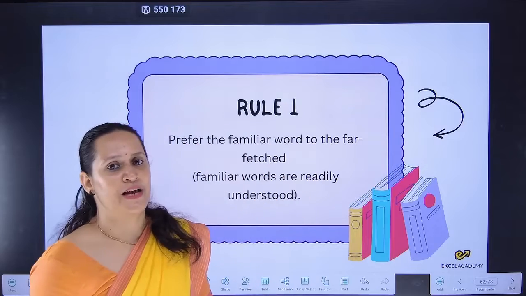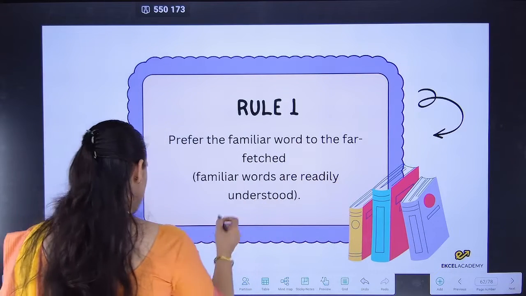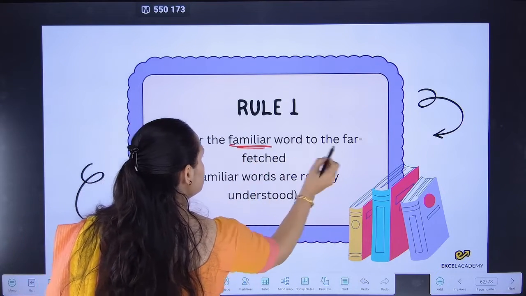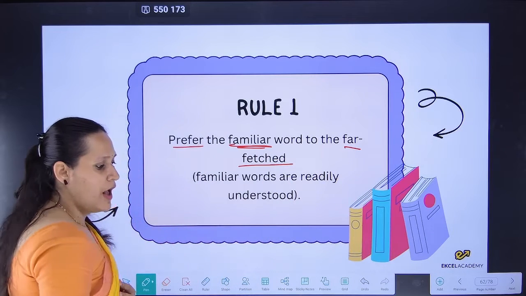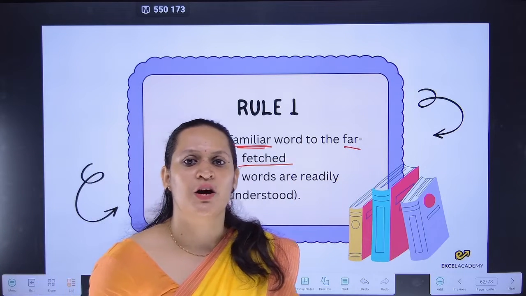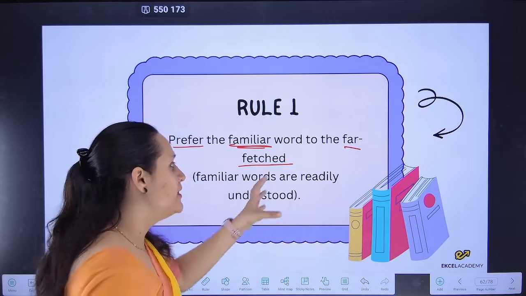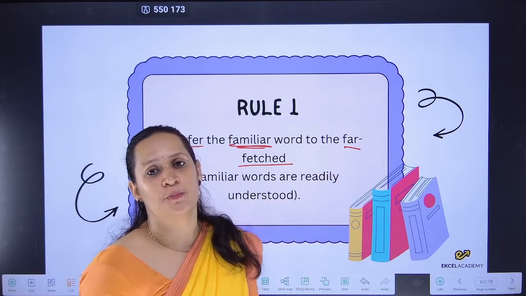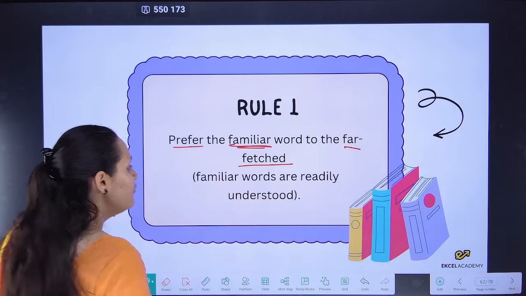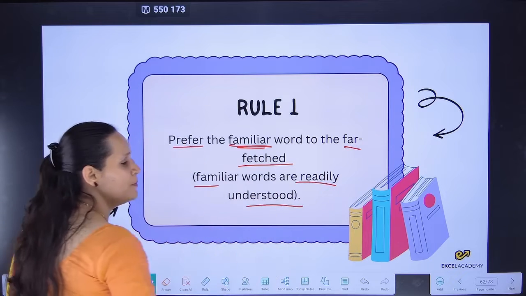According to him, there are 5 rules. The first rule says, prefer familiar words to far-fetched words. As far as possible, use the words which are used in common language rather than those the meanings of which are not understood by the layman or general people. Familiar words are readily understood by people.